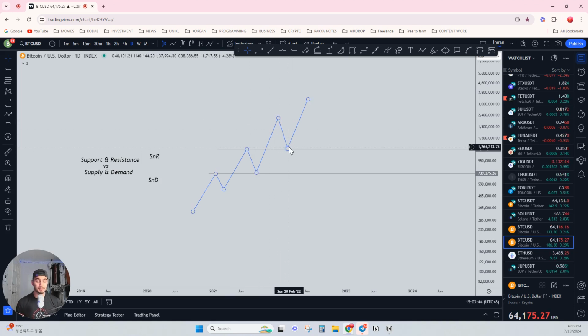That's what most people already know, but they're still confused, like, what is this compared to support and resistance? This is actually support and resistance. This support right here was actually a previous resistance level. That's how you see the market. And just a basic question, what is supply and what is demand?